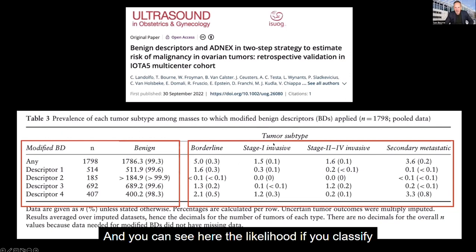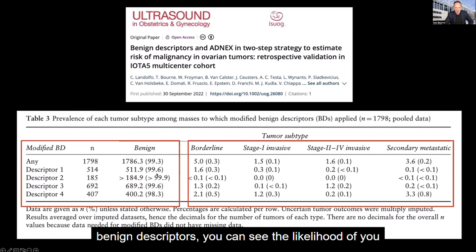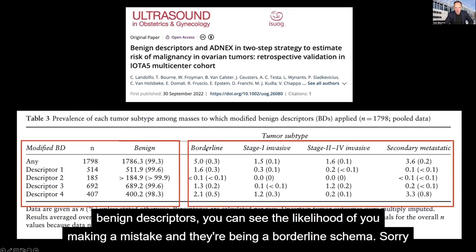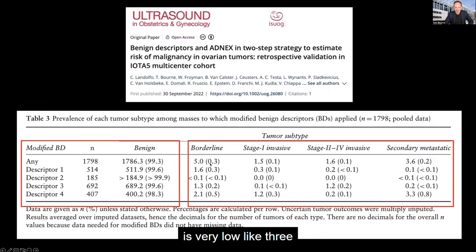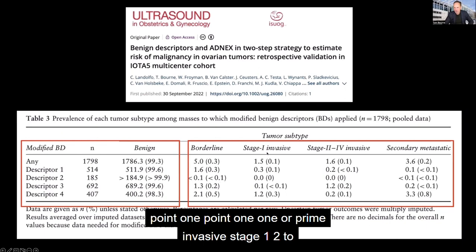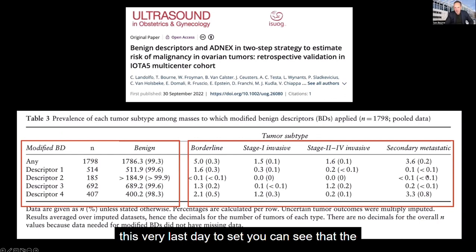And you can see here the likelihood, if you classify a mass as benign using the benign descriptors, of you making a mistake and there being a borderline tumor is very low: 0.3, 0.1, 0.1, 0.1 for primary invasive, stage 1, 2 to 4, or metastatic tumors. So again, in this very large data set, you can see that the benign descriptors perform extremely well.